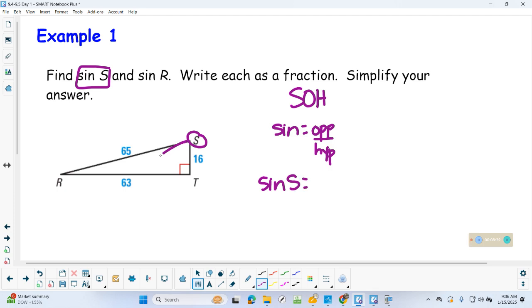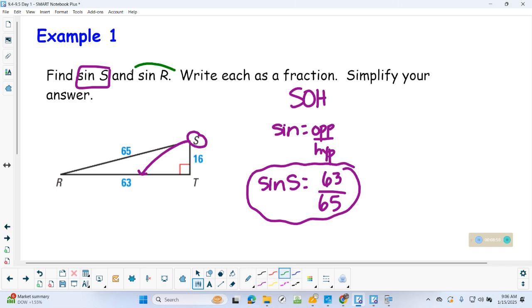So super easy. Opposite of S is the side 63. You know it. What's the hypotenuse? 65, the longest side. Got it. Check really quick. Does 63 over 65 reduce? Do we know how to reduce fractions on your graphing calculator? Okay, I think so. It does not reduce, just for the record.